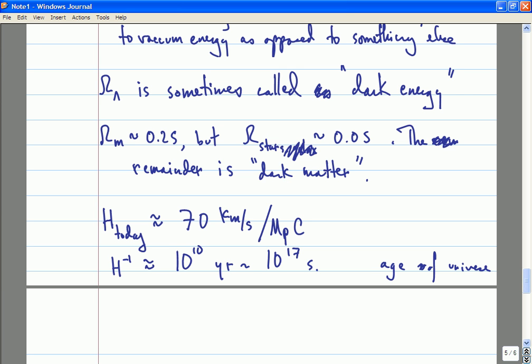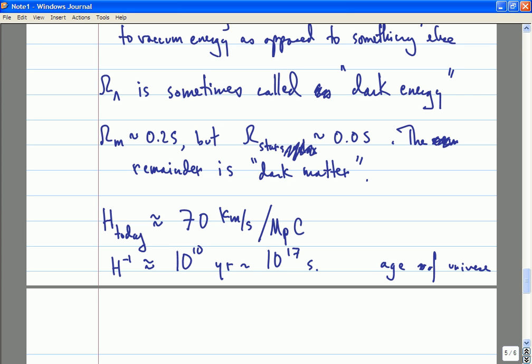H inverse is a parameter that has units of time. So 10 billion years is roughly the time it takes for the universe to expand by some finite factor of e. Is it meaningful that H inverse is approximately the age of the universe? Yes, it is.